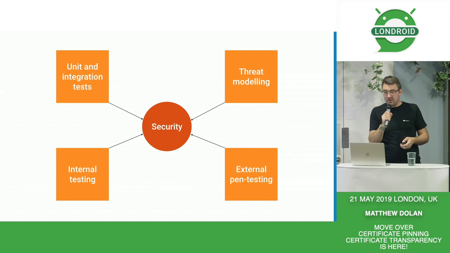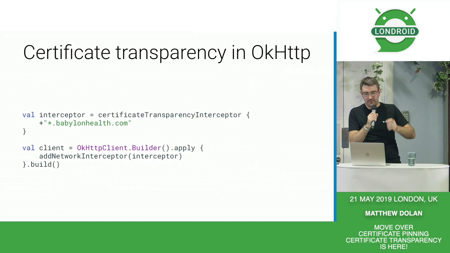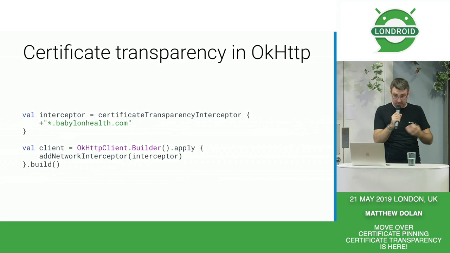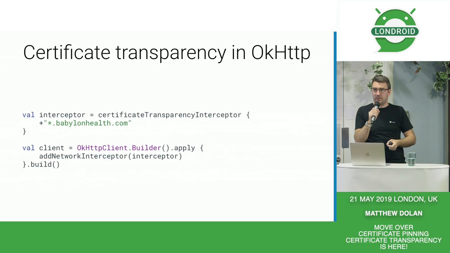But how do we go about implementing that? Of course, we want things to be easy, and we've hopefully achieved that. It doesn't look much different from how you implement certificate pinning. You create a certificate transparency interceptor. It works as a network interceptor, and you just provide a list of domains that you want certificate transparency enabled for. And as I said before, it also supports Volley and HttpURLConnection.